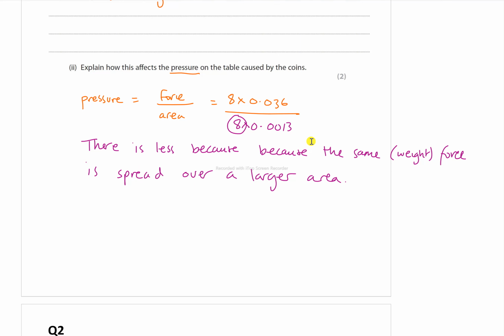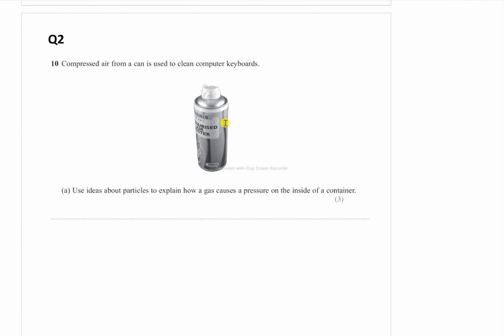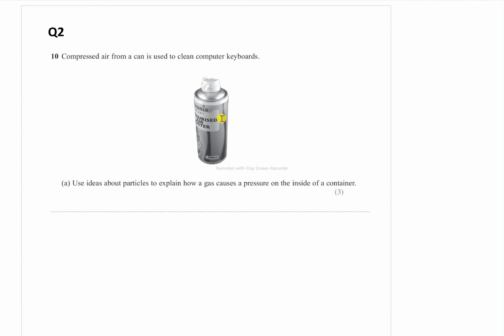Okay, I'm just looking at what they're saying. Don't say larger surface area, because surface area would be the top and the bottom of the coin. The top of the coin and the side of the coin doesn't affect it. Right, okay, let's move on.